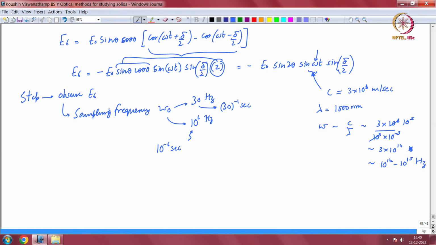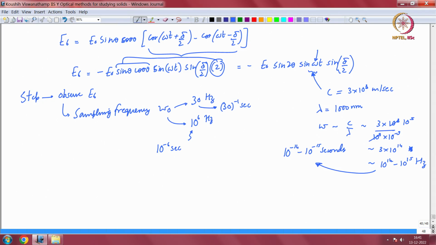Okay. So, if you want to be able to resolve this electric field vector oscillating, you have to basically use a camera that has a shutter speed of 10 power minus 14 to 10 power minus 15 seconds. I frankly do not know of any camera that can do that. I do not think there exists a camera that can do that. So, typically your observation times are much larger than the time scale on which the electric field vector oscillates.